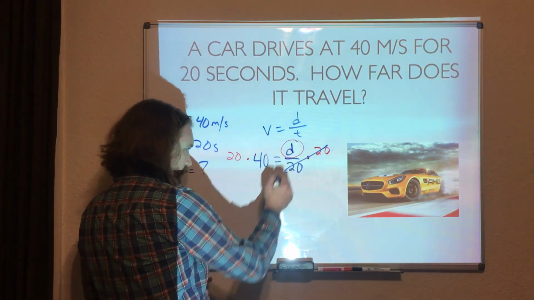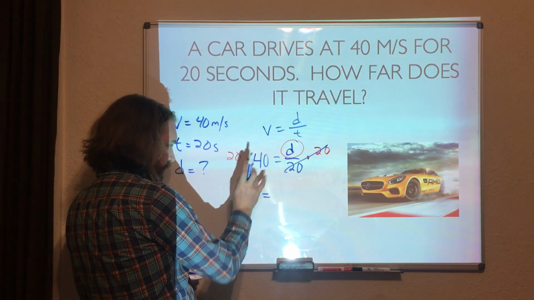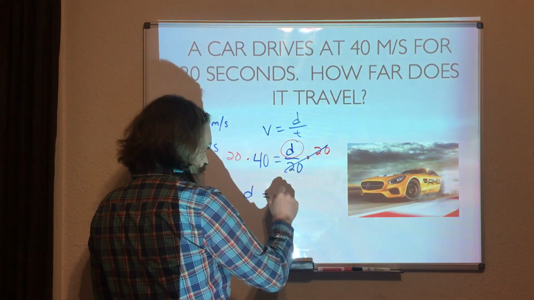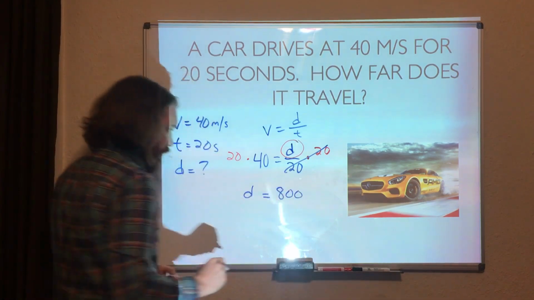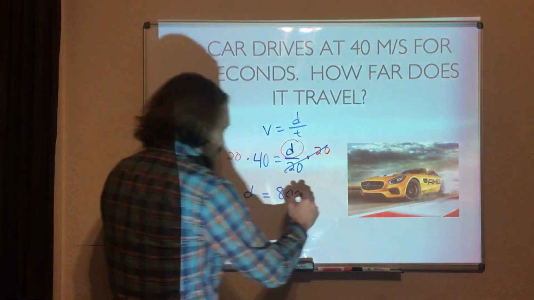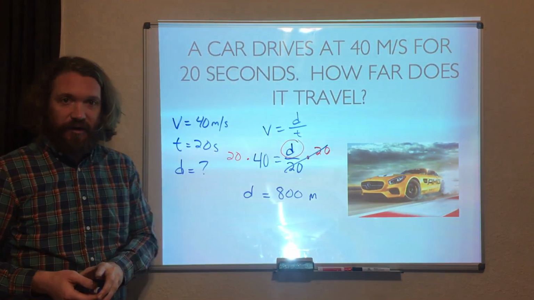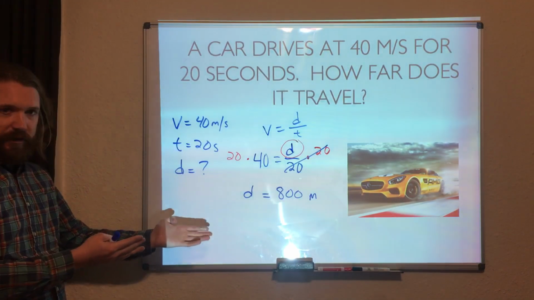Okay? So here I'm going to bring down my D equals 20 times 40, which gives me 800. And this is a distance, so I always need my unit, which is meters. This car traveled 800 meters. Take a second, okay?